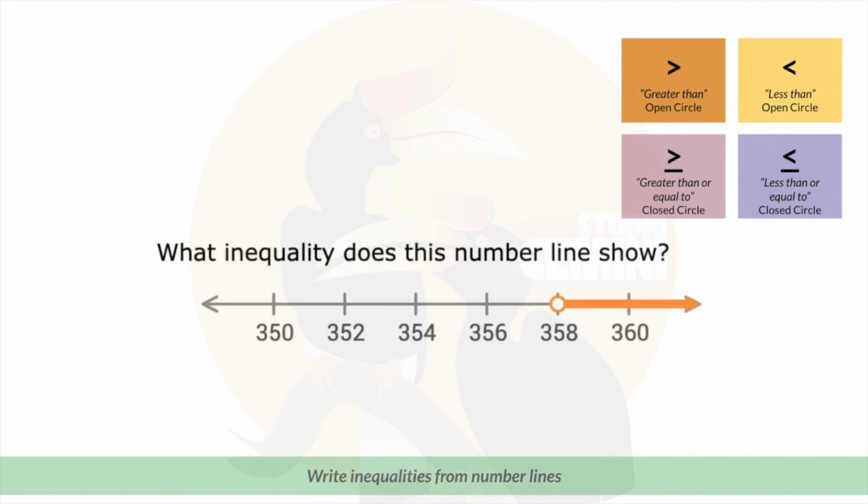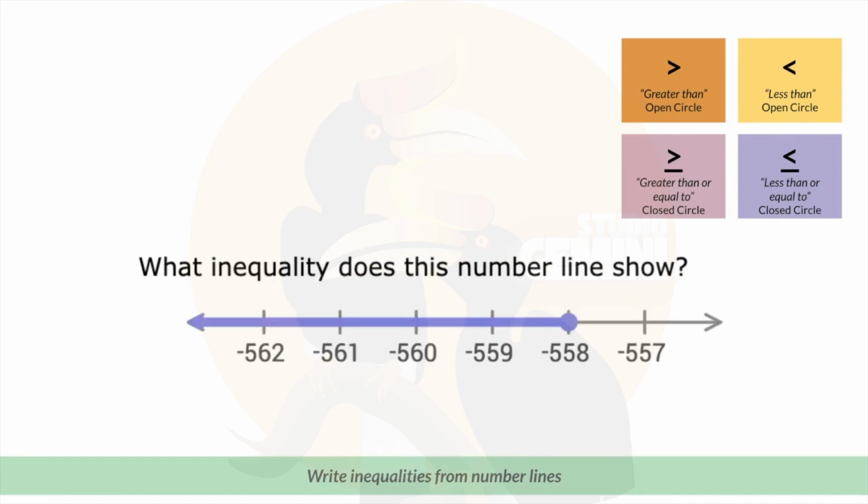In this example, we start with our x variable and our number, 358. We have an open circle and values to the right, or greater than, are highlighted. So we are going to use a greater than symbol. So the inequality statement that is graphed is x is greater than 358.